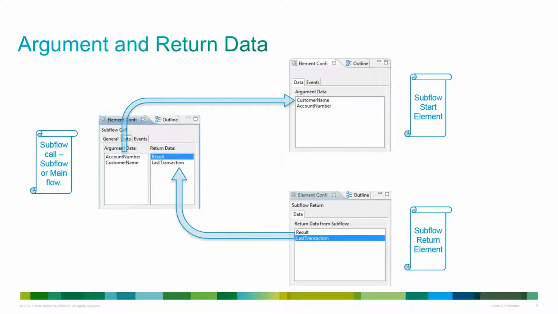Similarly, the subflow return element configuration should have the return parameters configured. Here we are returning 2 parameters, that is result and last transaction. It has to be configured in the same way in the subflow call element configuration. So these elements will be part of the element configuration data.